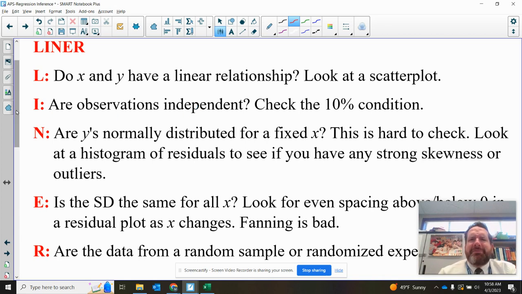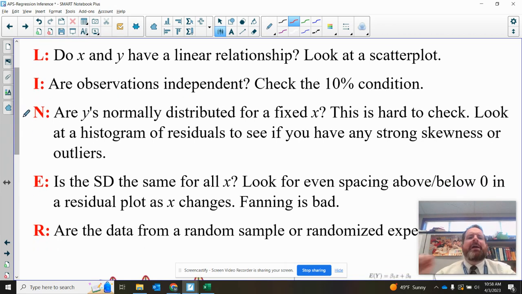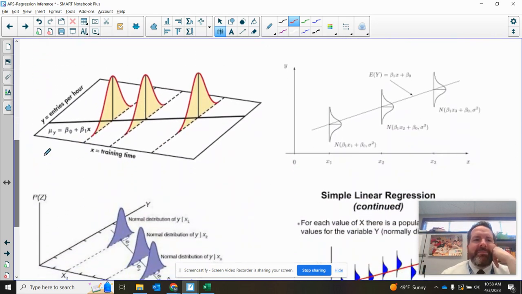The next one is the toughest one to understand. The N, normally distributed. Are Y's normally distributed for a fixed X? Here's what that means. Take a look here at this picture. Here what we have is a regression line. Notice it's got the population numbers on it, so it's the population regression line.